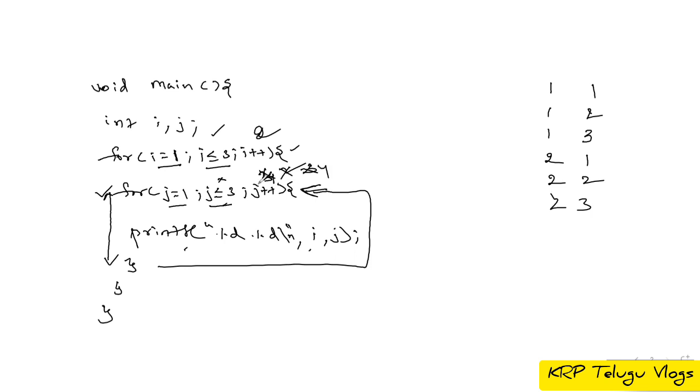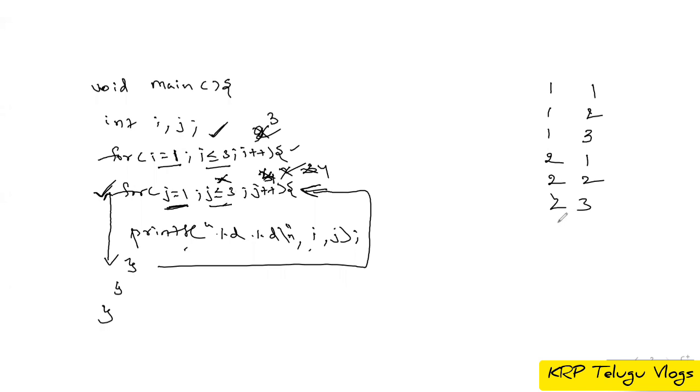So now j will be incremented to 4. This loop will break because 4 less than or equal to 3 is false. So now i value will be incremented to 3. 3 less than or equal to 3 is true. Again it will go to the sub loop. So j again starts from 1, and 1 less than or equal to 3 is true.